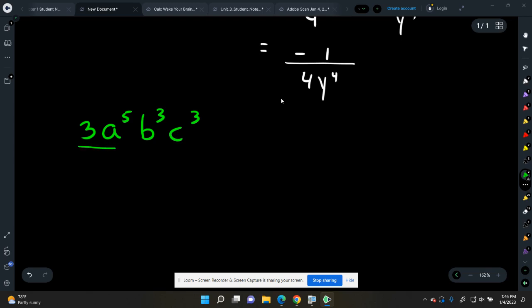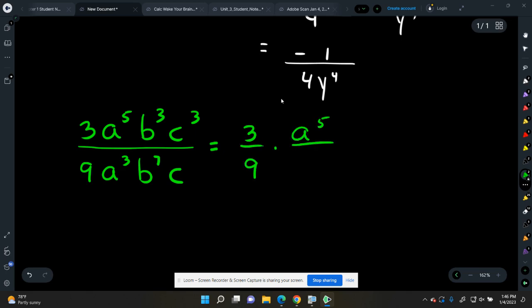Number 8. Let's see, 3a to the fifth, b to the third, c to the third over 9a to the third, b to the seventh, c. Okay, let's separate them again. 3 over 9, a to the fifth over a to the third, b to the third over b to the seventh, c to the third over c. Okay.